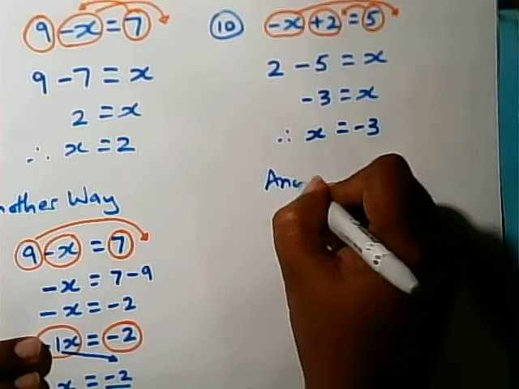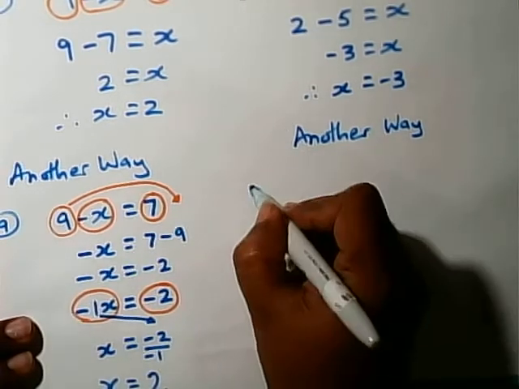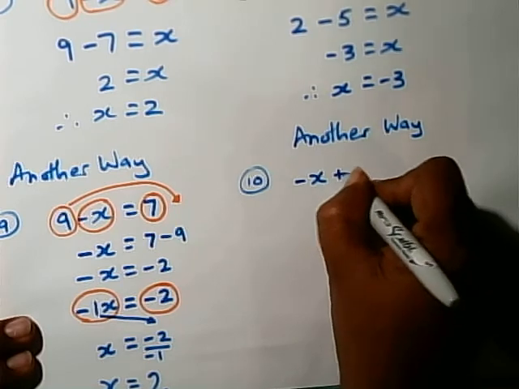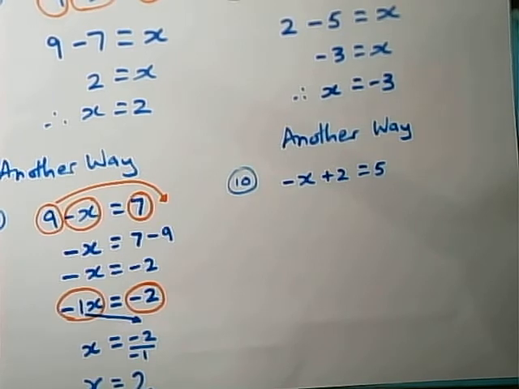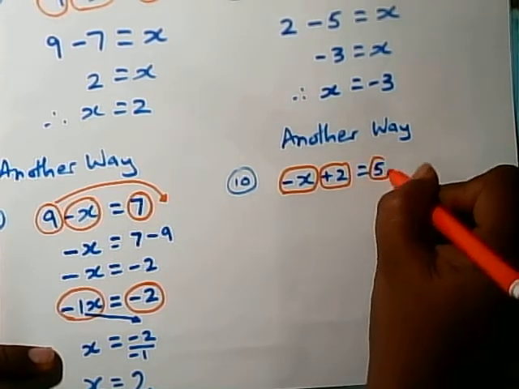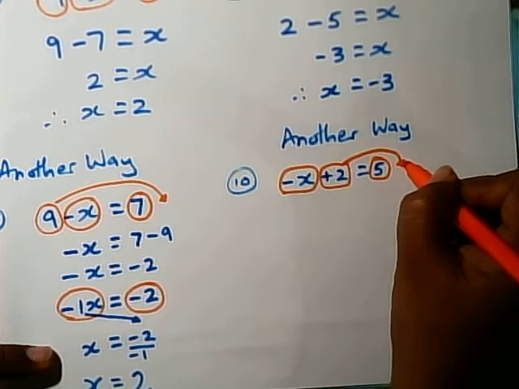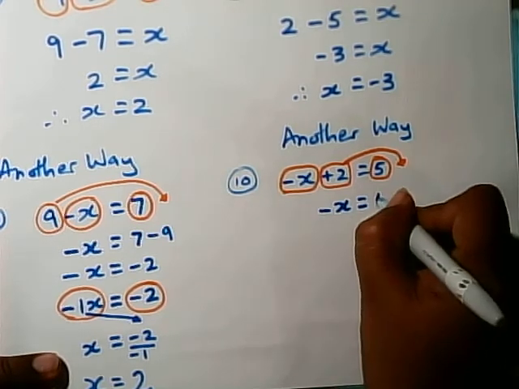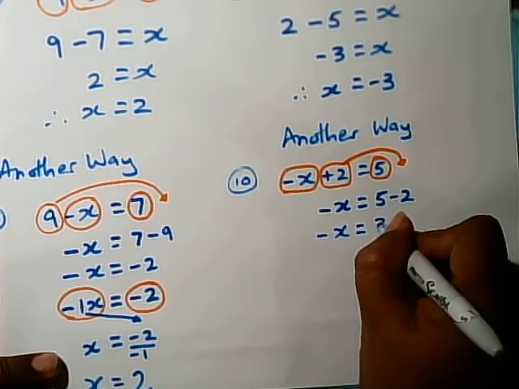But we have another way, which some of you might have done. Looking at question 10 again. If you have minus x plus 2 equals 5, let's start over by circling our terms. And now we're going to move the 2 instead. We end up with negative x on the side is equal to 5 take away 2. Minus x is equal to 3.